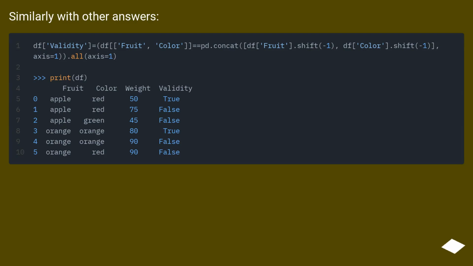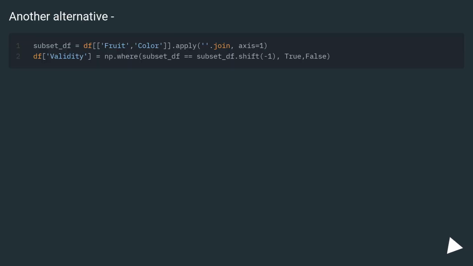Similarly with other answers. Another alternative.